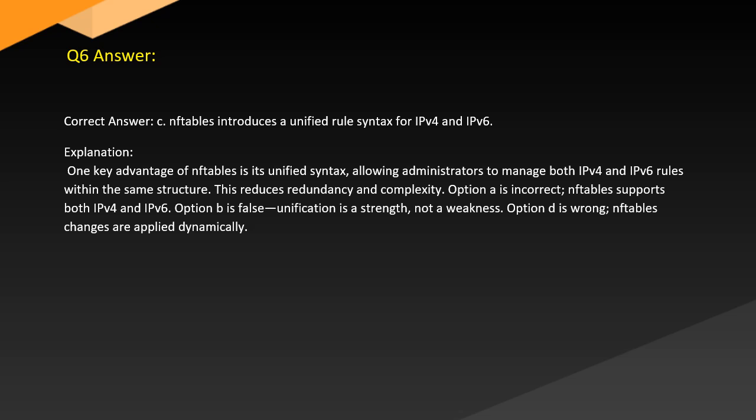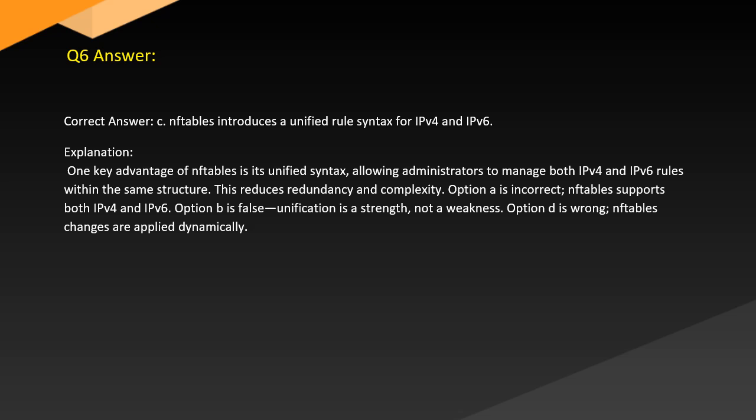Answer. Correct answer: C. nftables introduces a unified rule syntax for IPv4 and IPv6. Explanation. One key advantage of nftables is its unified syntax, allowing administrators to manage both IPv4 and IPv6 rules within the same structure. This reduces redundancy and complexity.